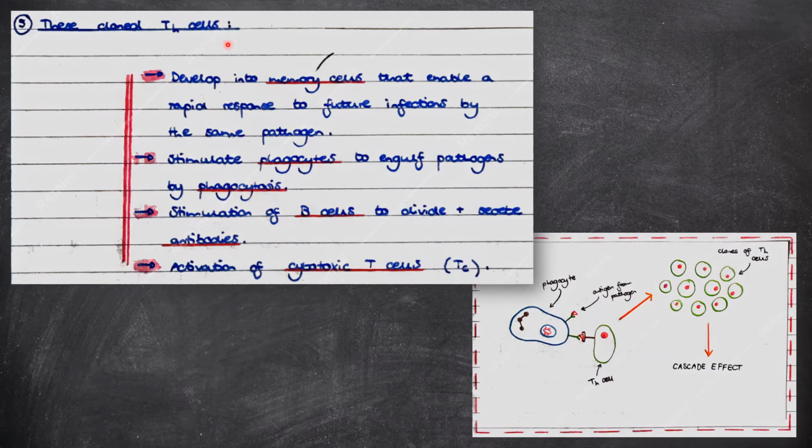These cloned T helper cells then may develop into memory cells that enable a rapid response to future infections by the same pathogen. They may also stimulate phagocytes to engulf pathogens by phagocytosis, or stimulate B cells to divide and secrete antibodies in the humoral response. They may also activate cytotoxic T cells.